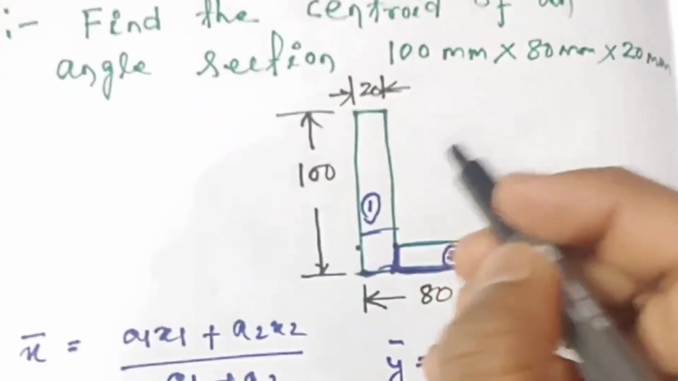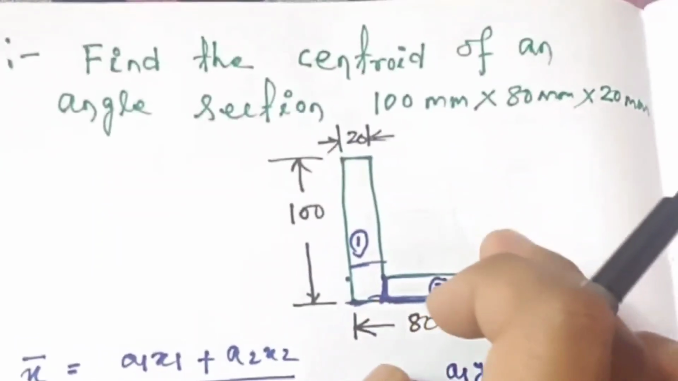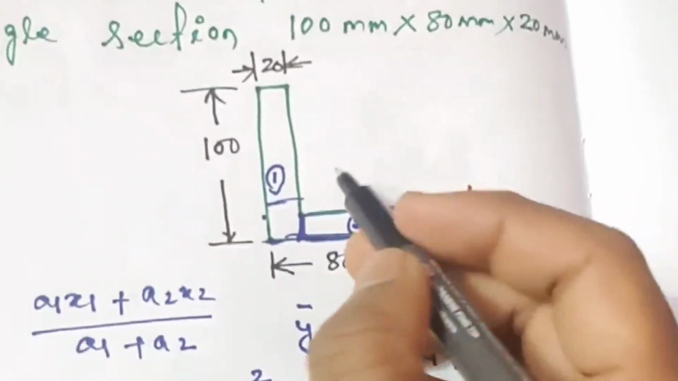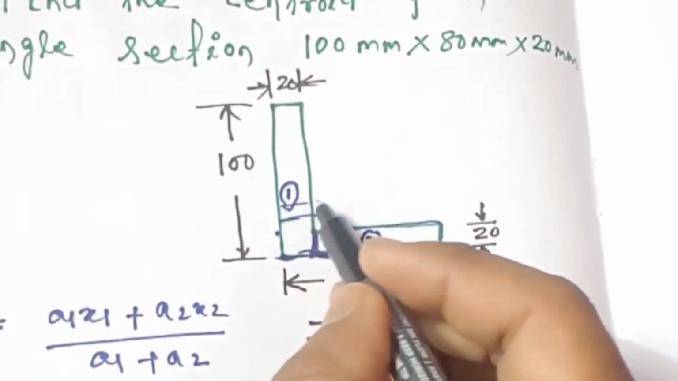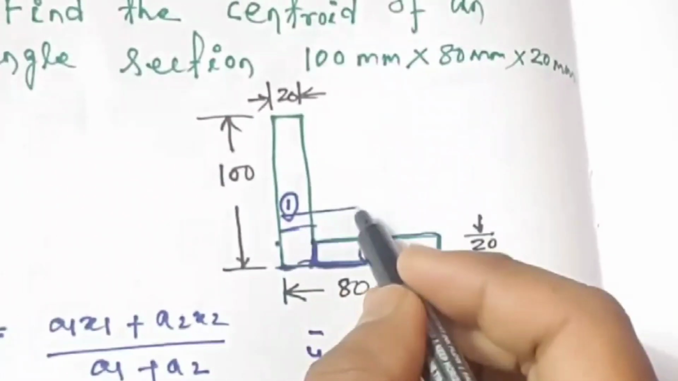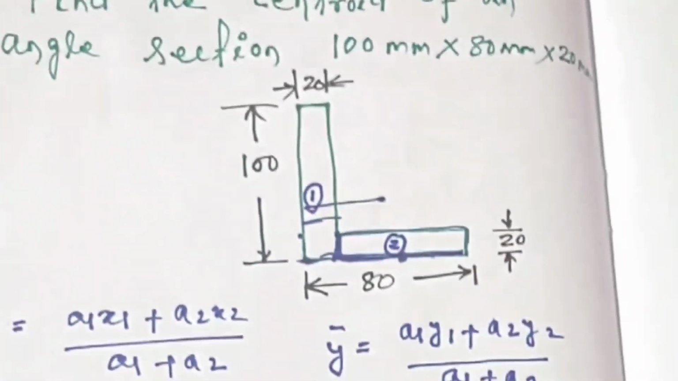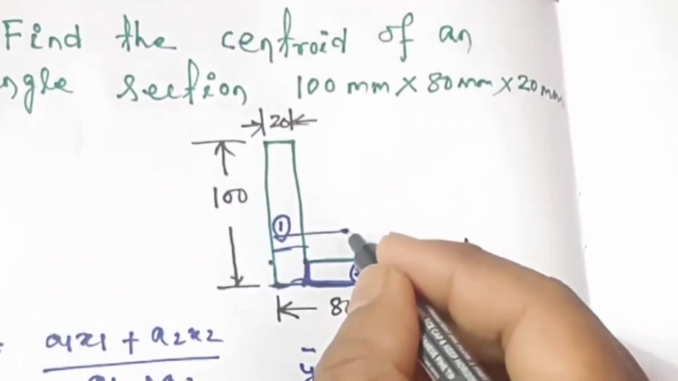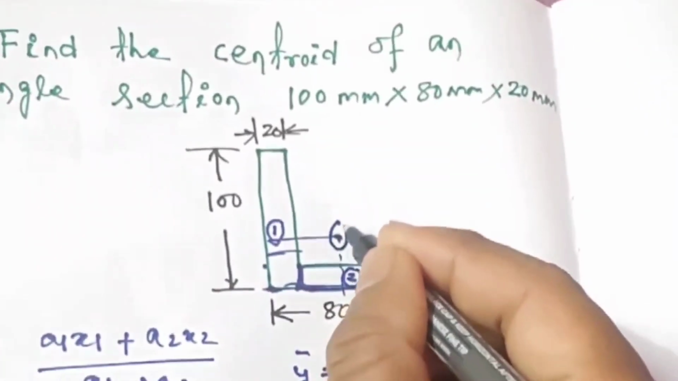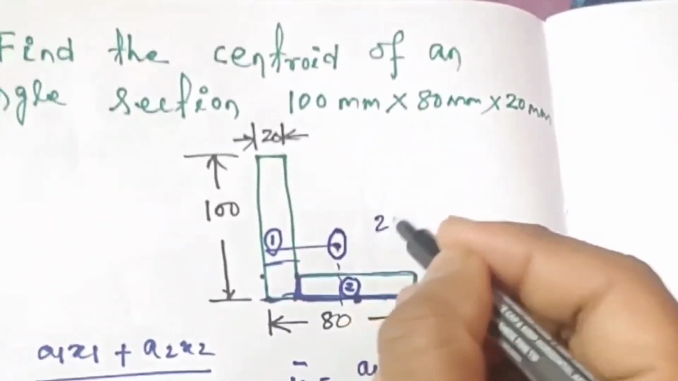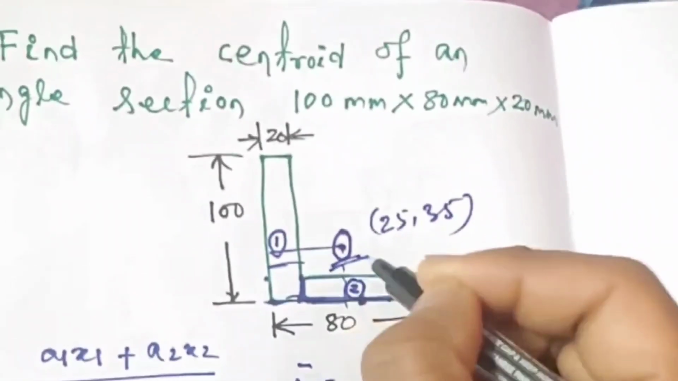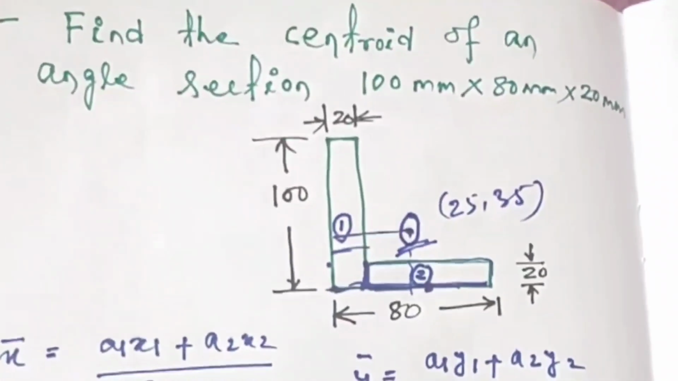So in an L section or angle section, the CG is located outside the section, because x bar is 25, meaning 25 from this line, lies about this point, and 35 from the bottom. So this will be the CG point. What is 25, 35? So in the L section, the CG lies outside the structure.